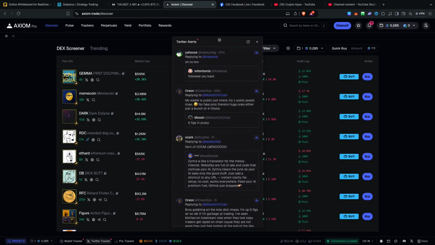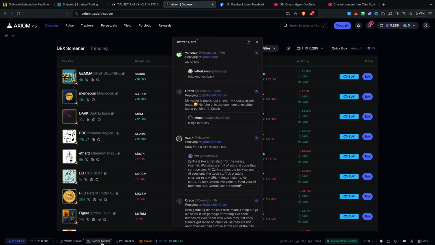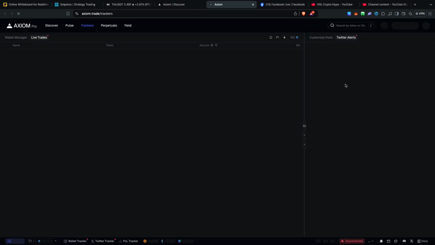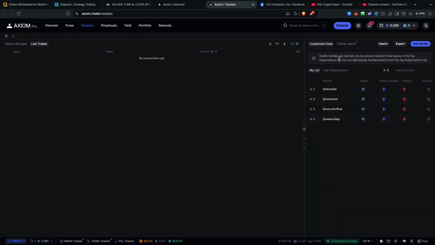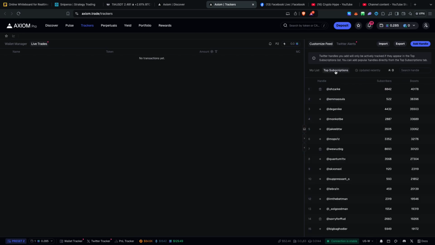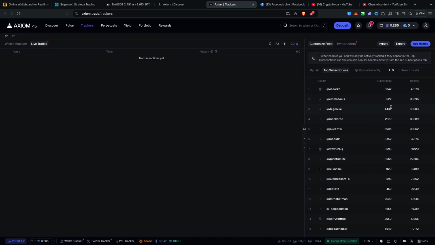So as you saw yesterday, we spoke about this yesterday. If you go to the Twitter tracker and you expand it like that, you are able to customize your feed. And what I told people yesterday is, in order for you to figure out the subscriptions you're supposed to take, you are supposed to look at the list and see the number of subscribers in direct correlation with the highest boosts as well.